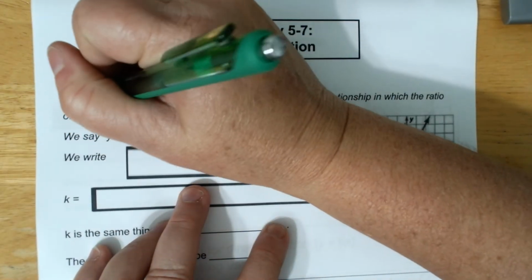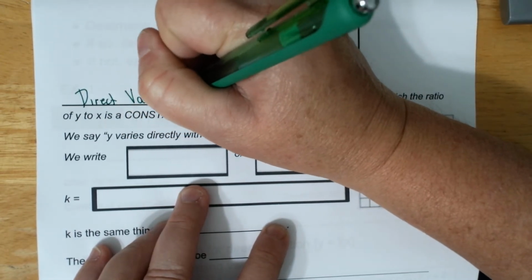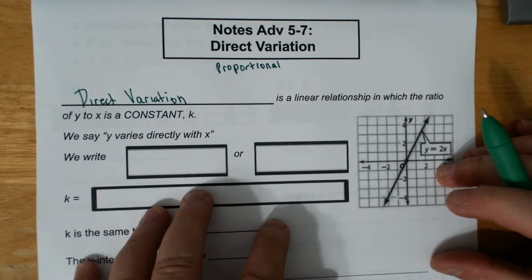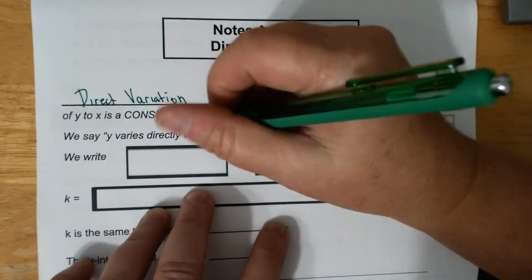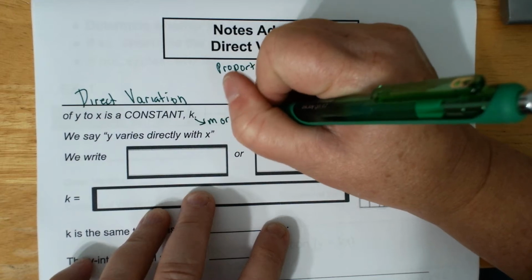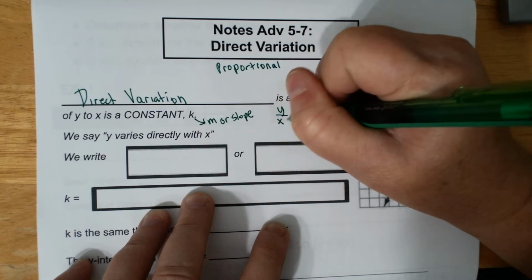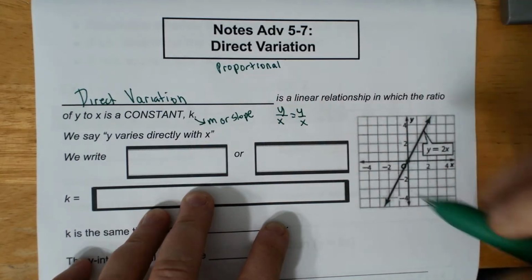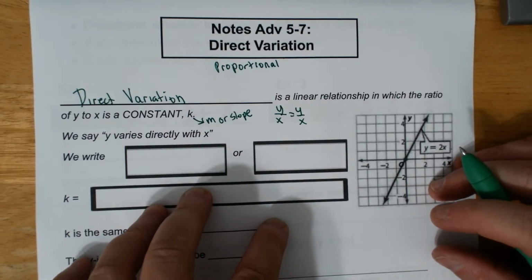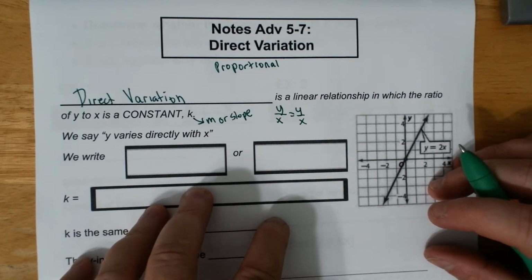So a direct variation is a linear relationship in which the ratio of y to x is a constant called k, and instead you know that is m, or slope, and you know that y over x has to equal y over x. That still applies to direct variations. We say y varies directly with x. It's a direct variation. It's proportional.